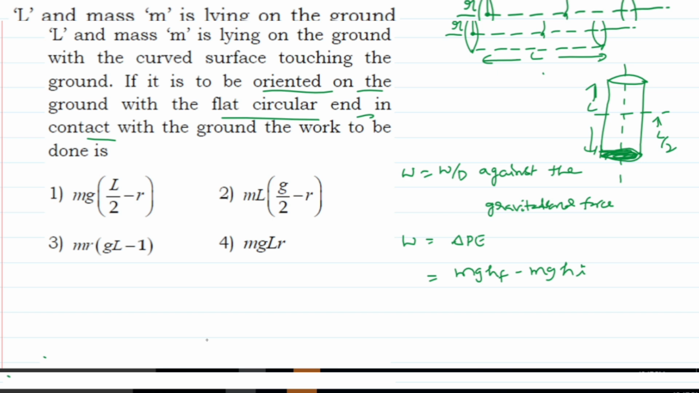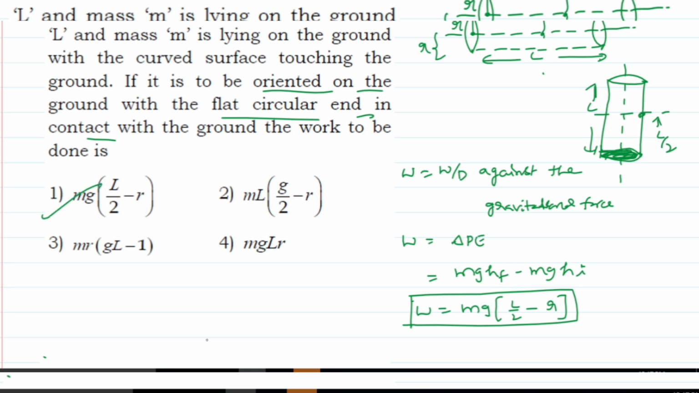Taking mg common, you can write h final. The height of the center of mass will be located at L/2 distance, minus the height, which is nothing but the radius. So height is the radius, and we get mg into (L/2 minus r). This is the work done to take the body like this: mg into L/2 minus r.